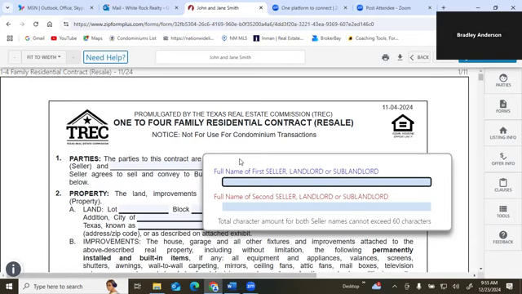So you're going to put in Texas named LLC, whatever the name of the LLC is. Okay.